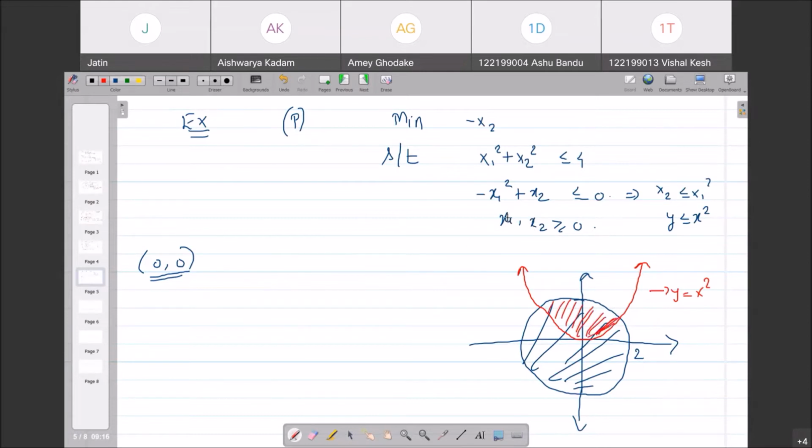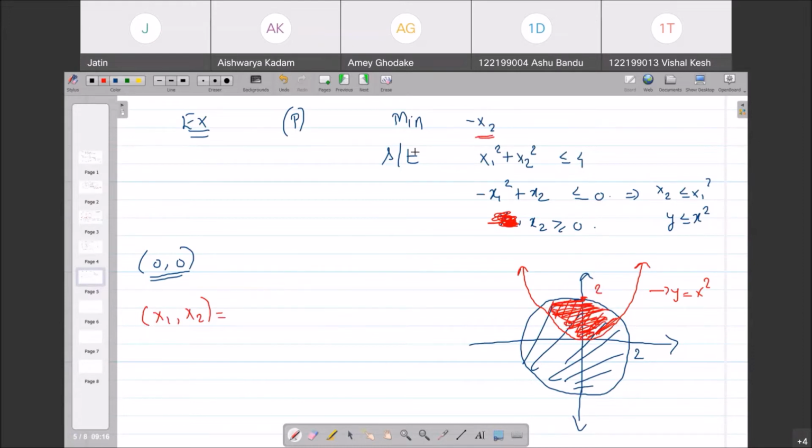Let me remove this. x1 can be anything, because if x1 is positive, then only the first quadrant, so x2 is also greater than or equal to 0. So this is the required region. And can you give me the point in this region where the minimum value is attained? Can you give me (x1, x2) where the minimum is attained?